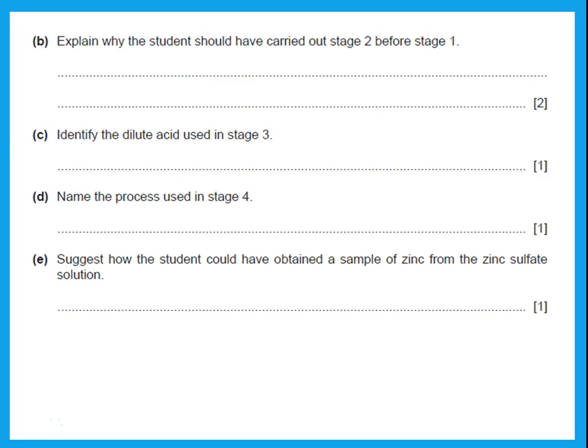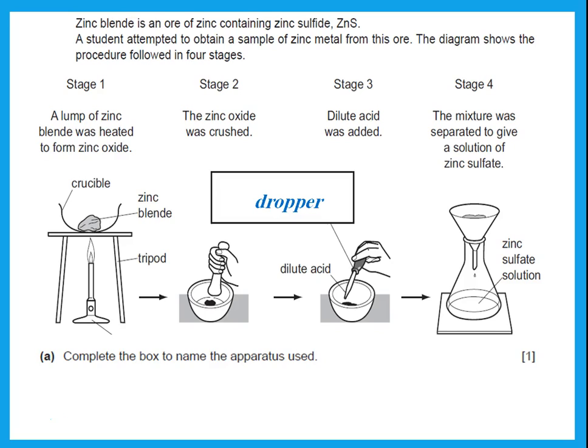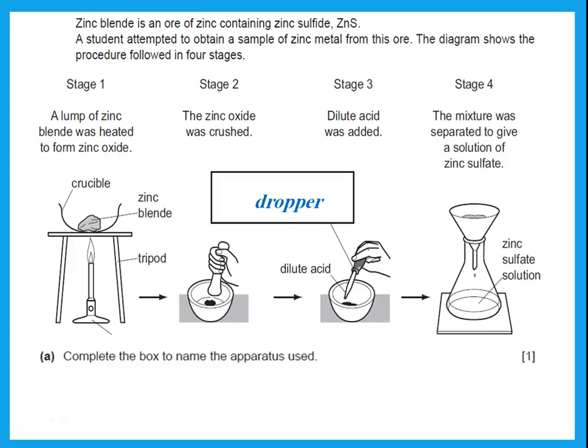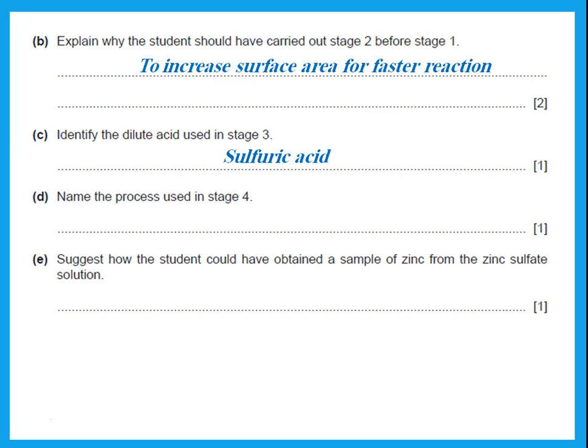Okay, explain why the student should have carried out stage 2 before stage 1. Which one is stage 2? Stage 2 is the crushing. Well, I need to crush the solid before I start doing any reaction. So actually I should have crushed the zinc blende first before continuing to react. So this is to increase the surface area for faster reaction. We'll talk about that more when we talk about rates of reaction. Identify the dilute acid used in stage 3. Well, what is she trying to make? Let's go back. She's trying to make zinc sulfate. Then my acid should be sulfuric acid.